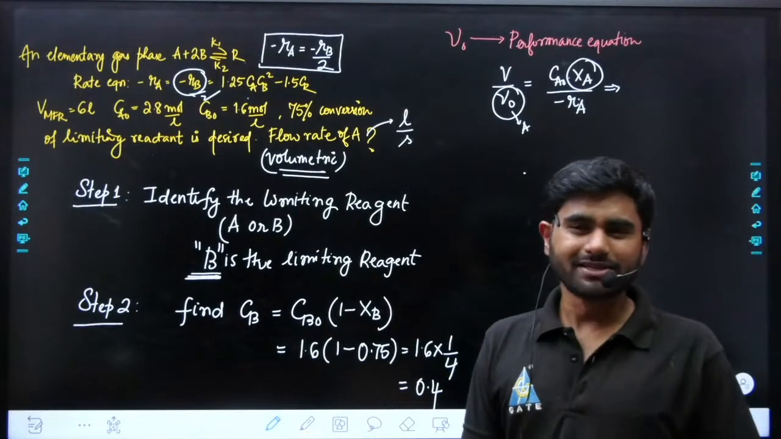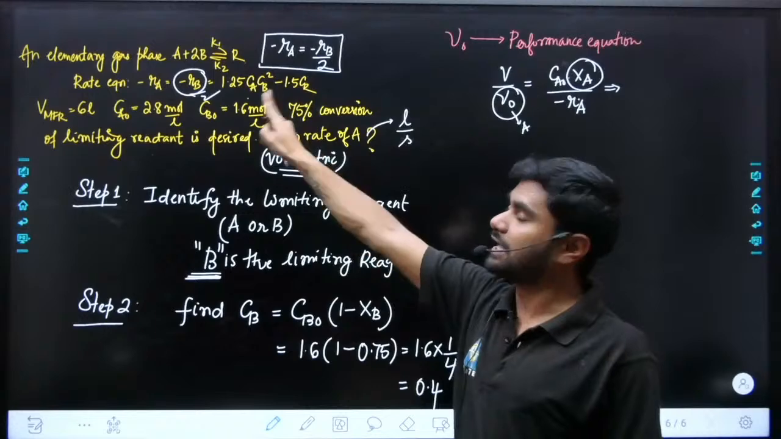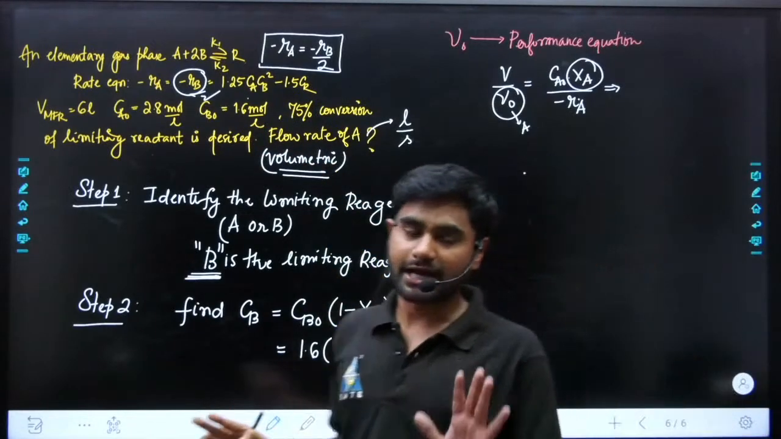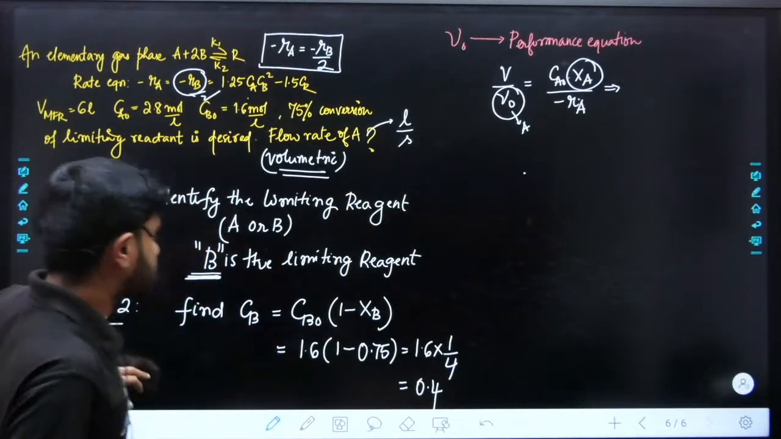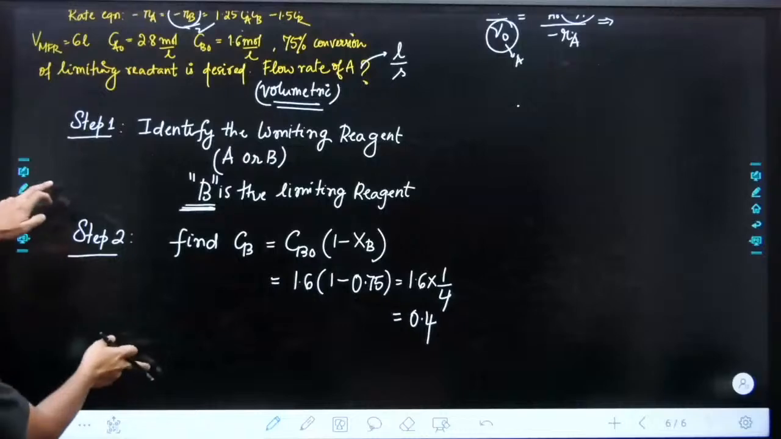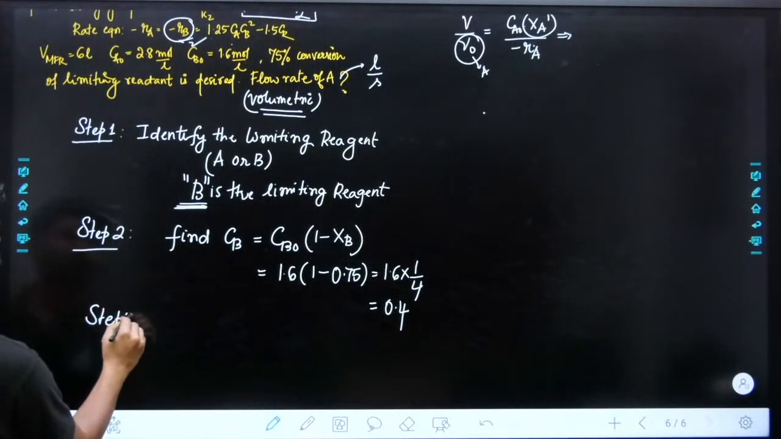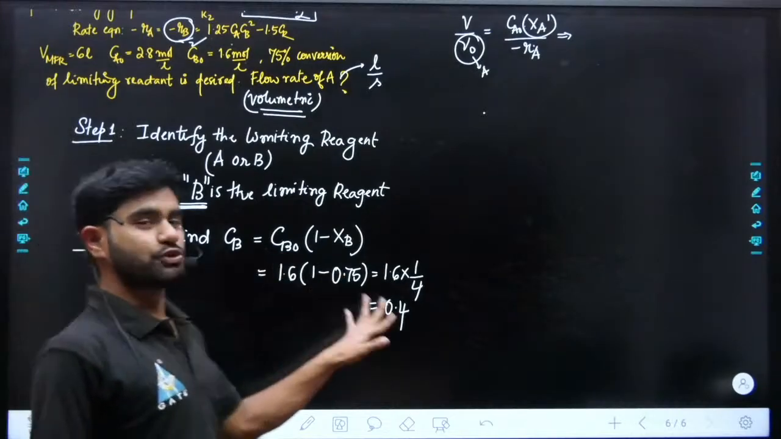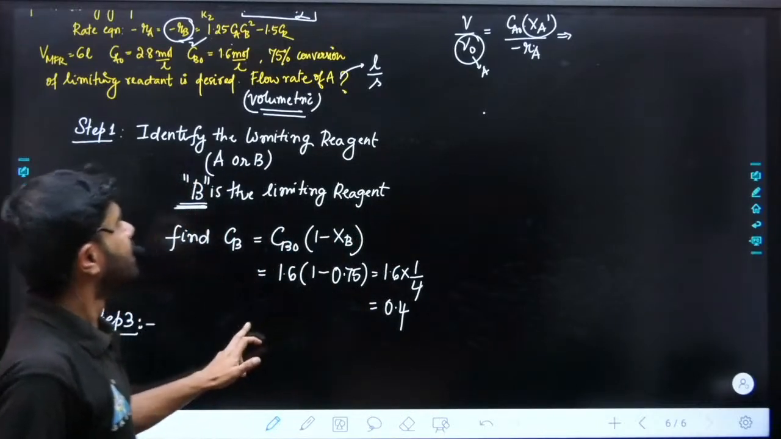Okay, now what is the use of calculating CB? Because from CB we will go to A, right? So CB has been found as 0.4. Here the calculation comes into the picture. The performance equation, basically, right? So after CB, what is the next step? Step number 3. What is step number 3? CB we now know. Now what is the next step? What is the next step?